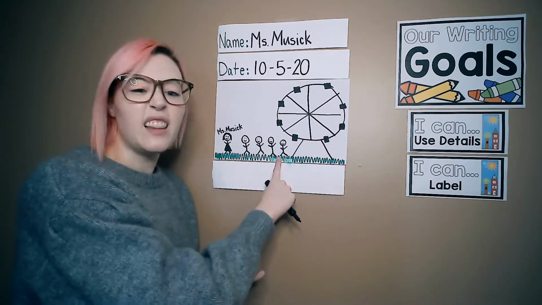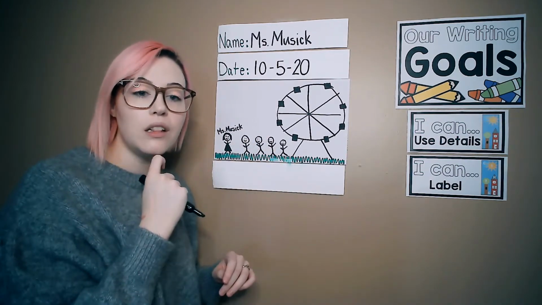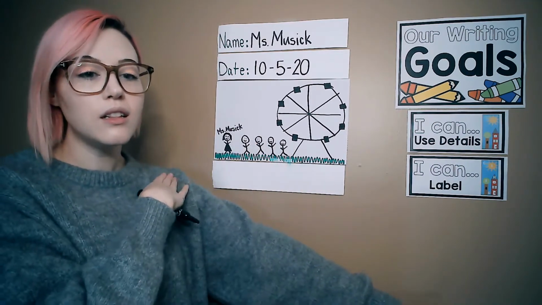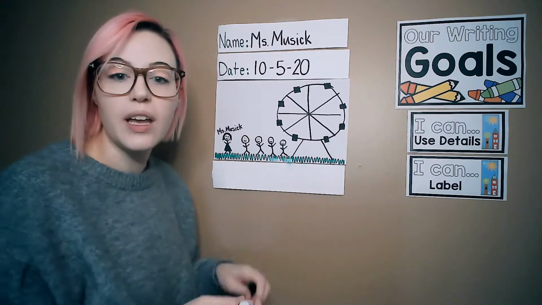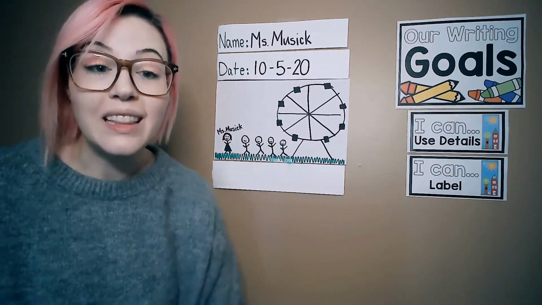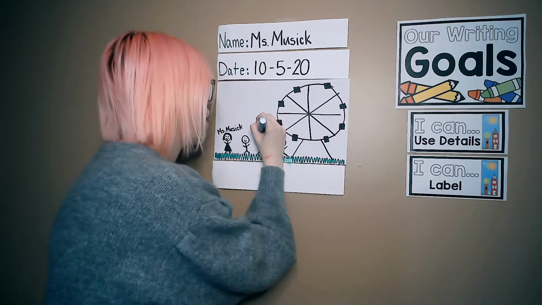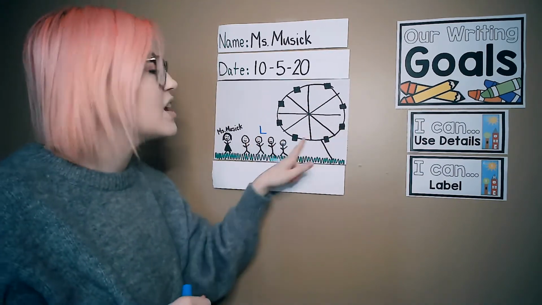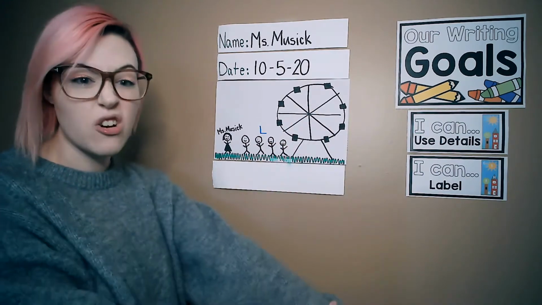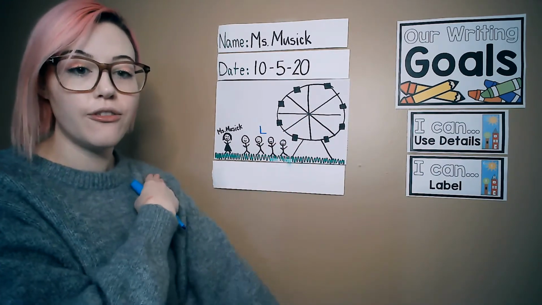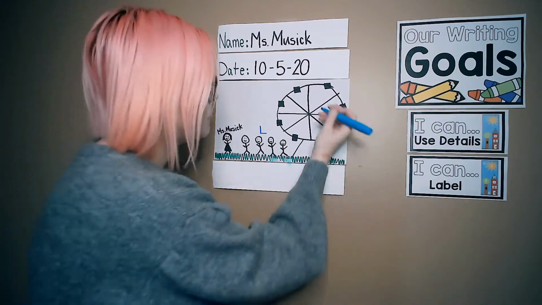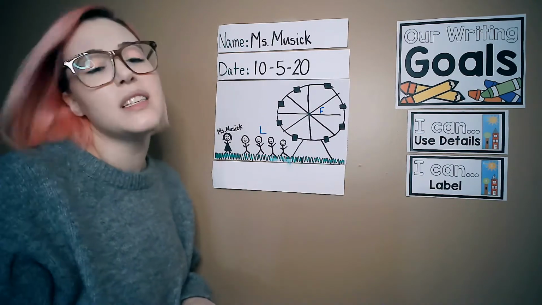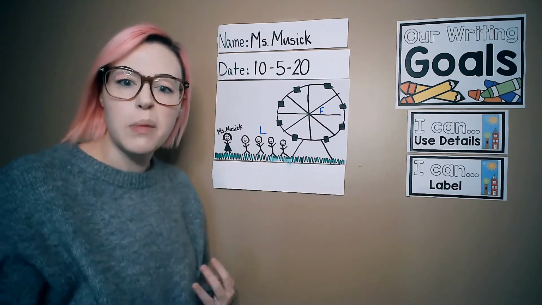So this is the line of people. Line. L says O. So I can go ahead and label the line of people with the letter L. Line. And then I want to label the Ferris wheel. So Ferris. F says Ferris wheel. Okay, so I added some labels, but I still don't feel like my picture is complete.